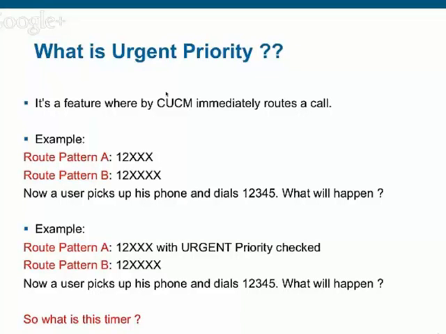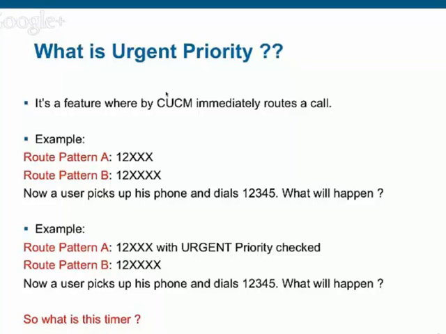But what happens when you use the option of urgent priority? It becomes a little different in that scenario. If we go to our second example there, we have route pattern 123XX with urgent priority checked. So now what happens, let's say you dial 12345, you would see the call immediately gets connected.